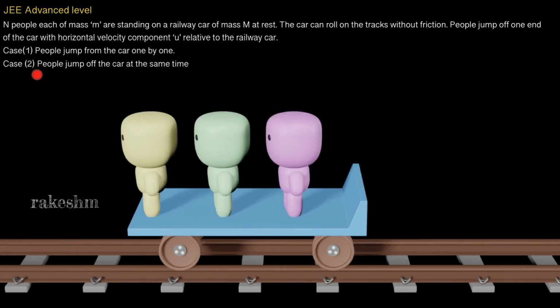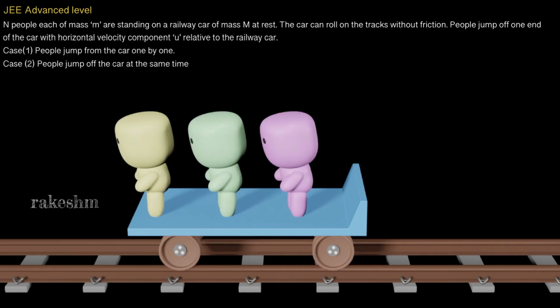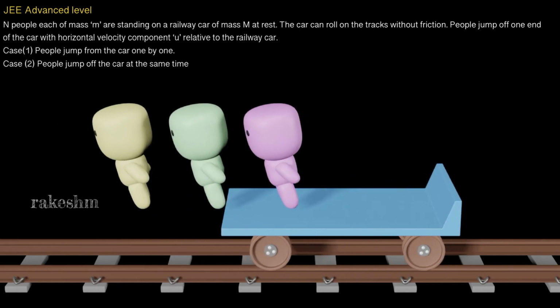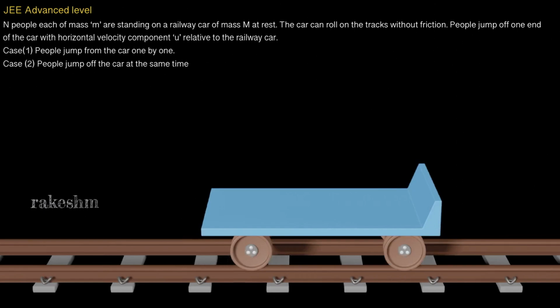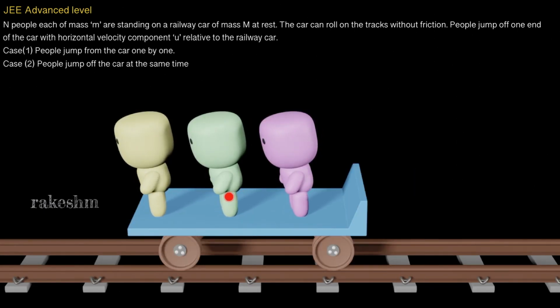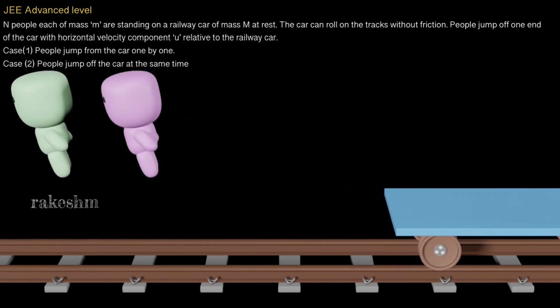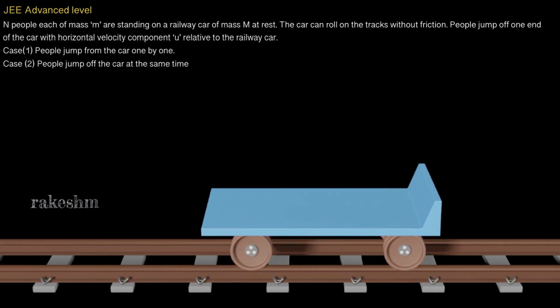Case 2. People jump off the car at the same time. So all these people jump off this railway car at the same time. So let us have a look at this. So all the people jump off the cart at the same time and the cart moves in this direction.